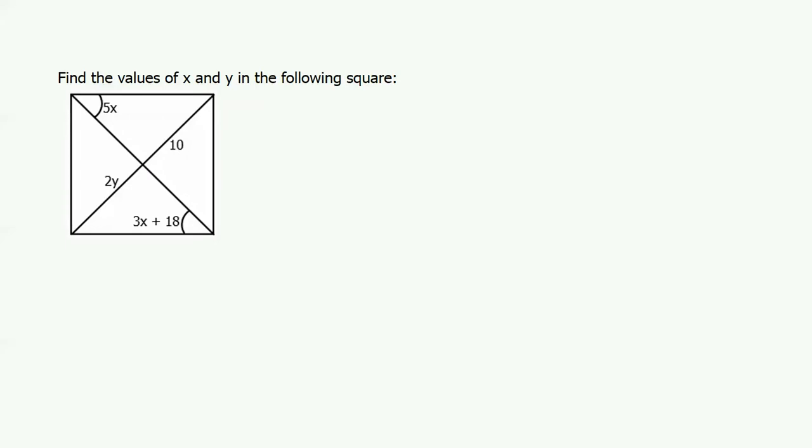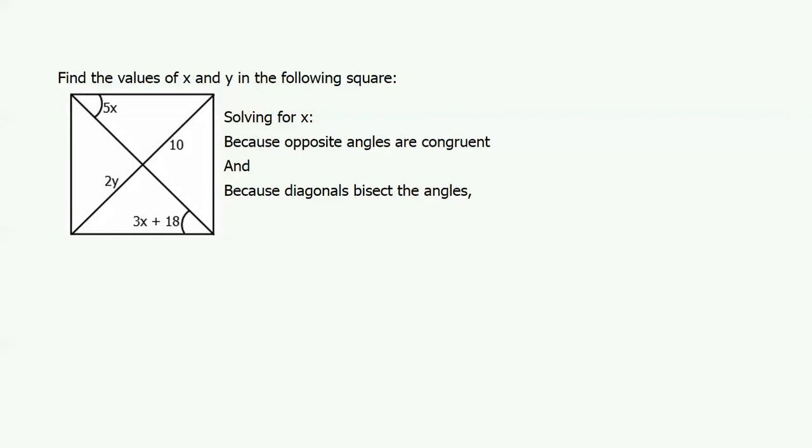So let's use all of these properties to solve. Find the values of x and y in the following square. So let's start with x. Because opposite angles are congruent, that means that angles that are across from each other are equal. And because the diagonals bisect the angles, all angle halves are congruent. So we're going to find that 5x has to equal 3x plus 18.